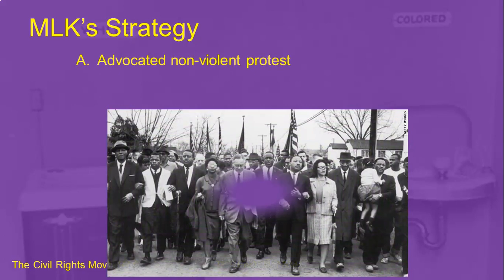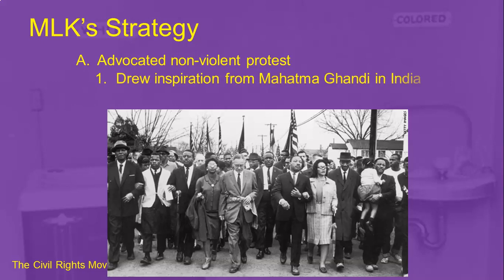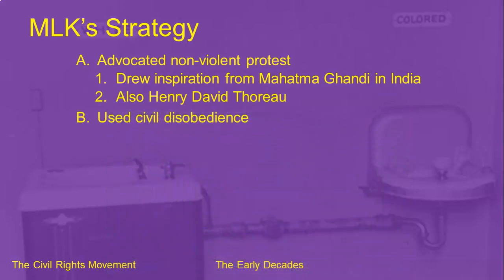Now, because this thrust Martin Luther King in the spotlight, he became the symbol of the civil rights movement. He was not the leader. There were many leaders. Martin Luther King advocated for non-violent protest, marches, demonstrations. He drew his inspiration from what Gandhi was doing in India to protest British rule. He used nonviolent protest as well. He also drew inspiration from Henry David Thoreau. And Thoreau's great work, Civil Disobedience, became a keystone for Martin Luther King and what he sought to do.